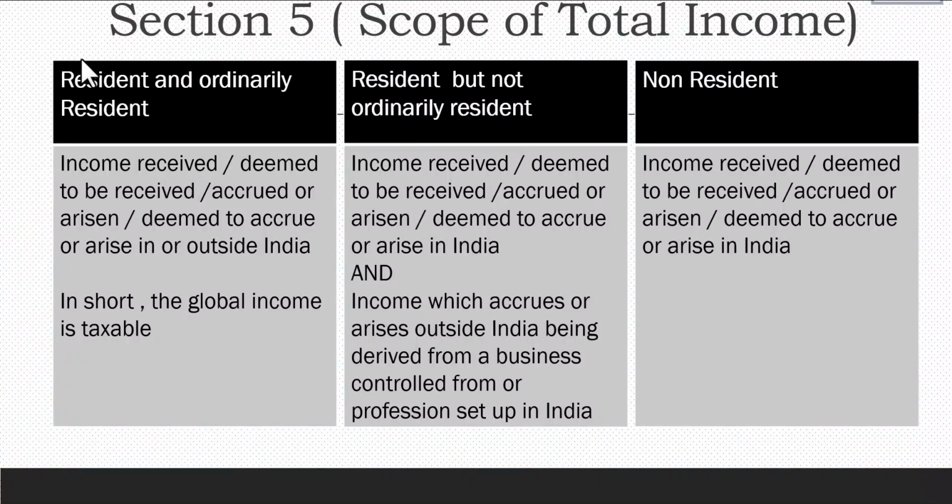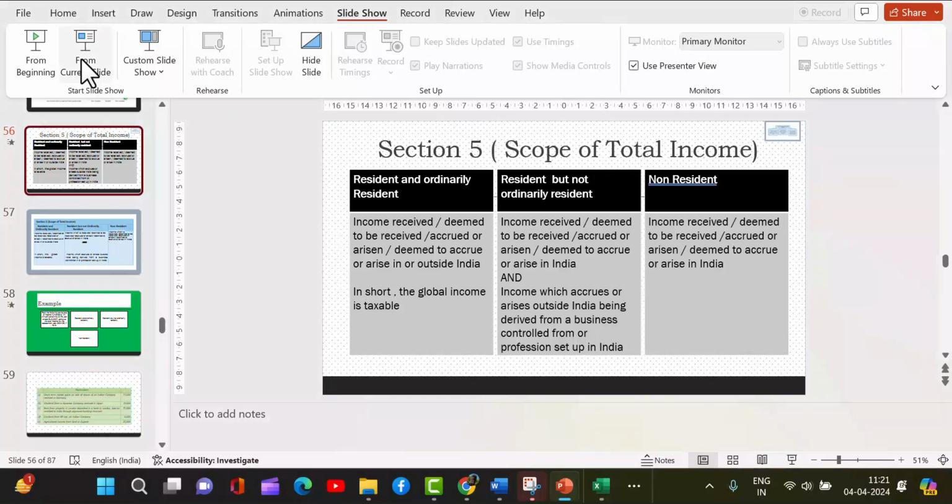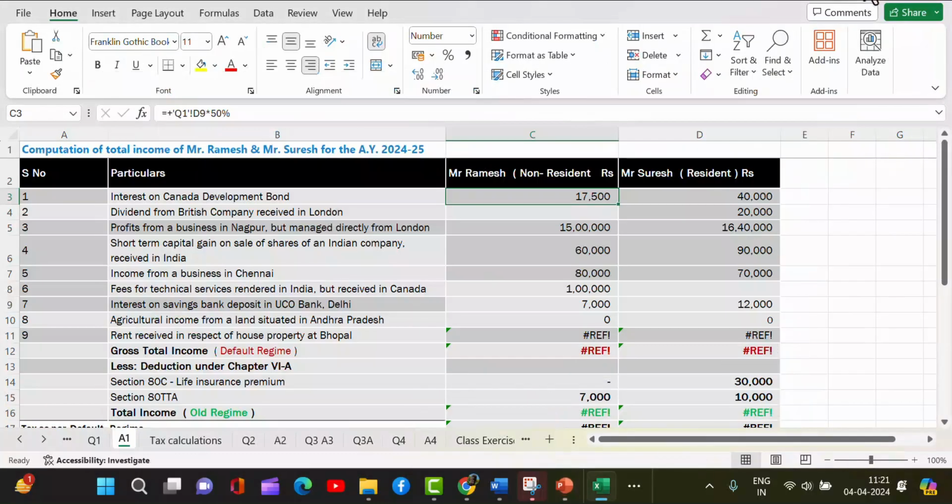So read, in case of non-resident, the last box: income received, deemed to be received, accrued or arisen, deemed to accrue or arise in India. That means any income which is received in India, he has to pay tax. In this case, he is non-resident. So what we are doing is computing the total income of Mr. Ramesh and Mr. Suresh for the assessment year 24-25.